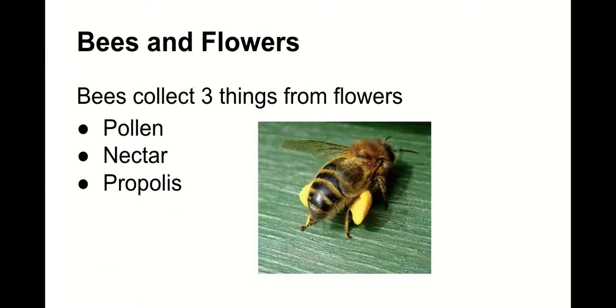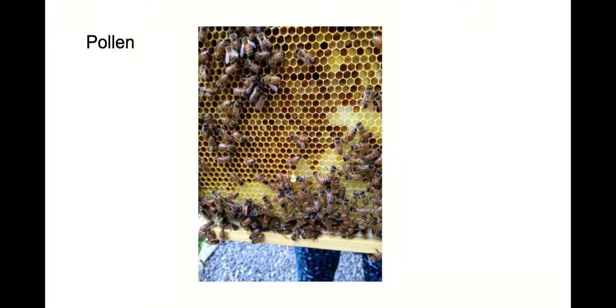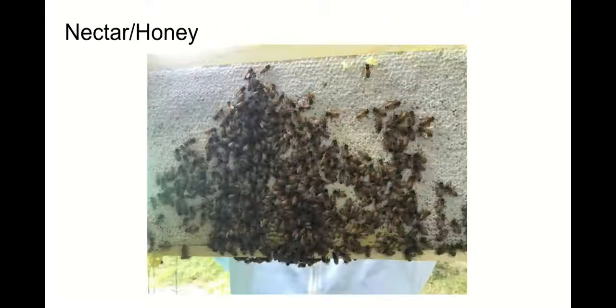So bees collect 3 things from flowers. They collect pollen, nectar, and propolis. Pollen is their protein. That's the yellow stuff that's on cars. If you're allergic to bees, that's what you're allergic to. And here's a picture from my beehive. And pollen, even though it looks yellow or orange, comes in a wide variety of colors. So you can see there I have a dark orange to a light yellow. Depending on the flower, it has a slightly different color pollen.